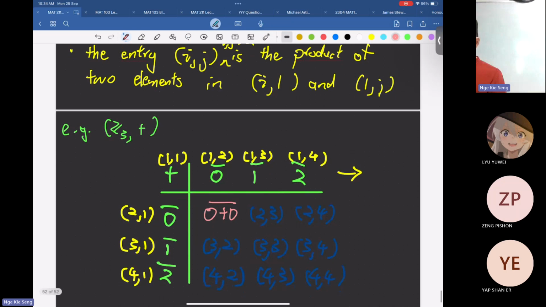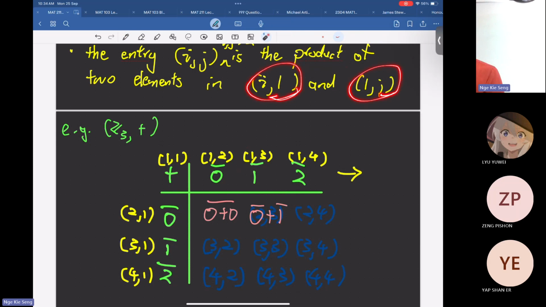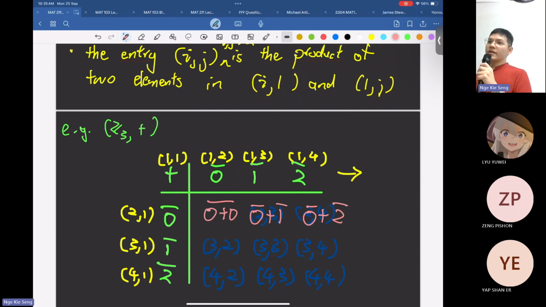Okay, how about 2,3? 2,3 is the product of 2,1 and 1,3. So it's 0 plus 1. Okay, how about 2,4? 2,4 is the product of 2,1 and 1,4. So in this case, you get 0 plus 2. From here, I think you can deduce the pattern already.